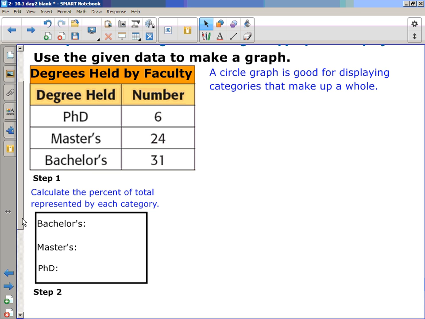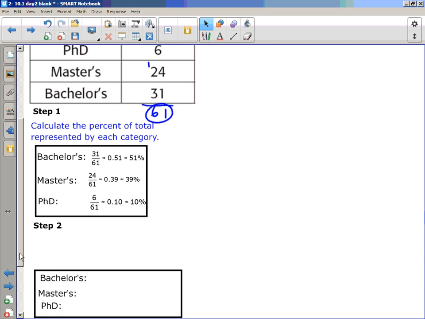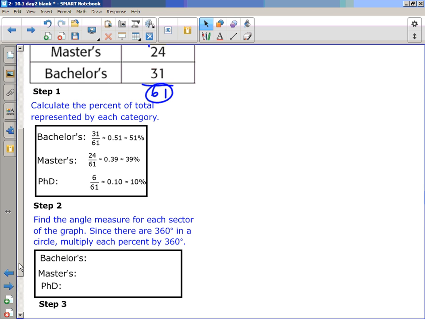Well, first we need to know what is the total, and in this case you would add up these values and you would get 61 total. To find the percents, we take each of the components and divide by 61, and we come up with these values. Now, you should feel comfortable calculating these on your own, even if you are following along and seeing the answers. Our next step is to find the angle measure, or convert these percents into a sector angle. Since there are 360 degrees in a circle, we multiply the percent by 360.